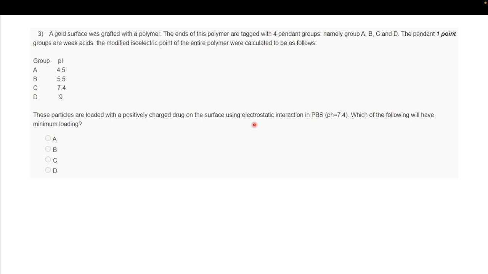So the question is essentially, you have a gold surface which has polymer over it, and the ends of this polymer are going to have 4 pendant groups, 4 different molecules A, B, C, and D, which are weak acids. And on top of these particles, we are going to load our positively charged drug. Now we have to choose which of these particles will have minimum loading. So take your time in understanding the question. If you know the concept of isoelectric point, I think you will be able to answer it. If not, we'll discuss further.